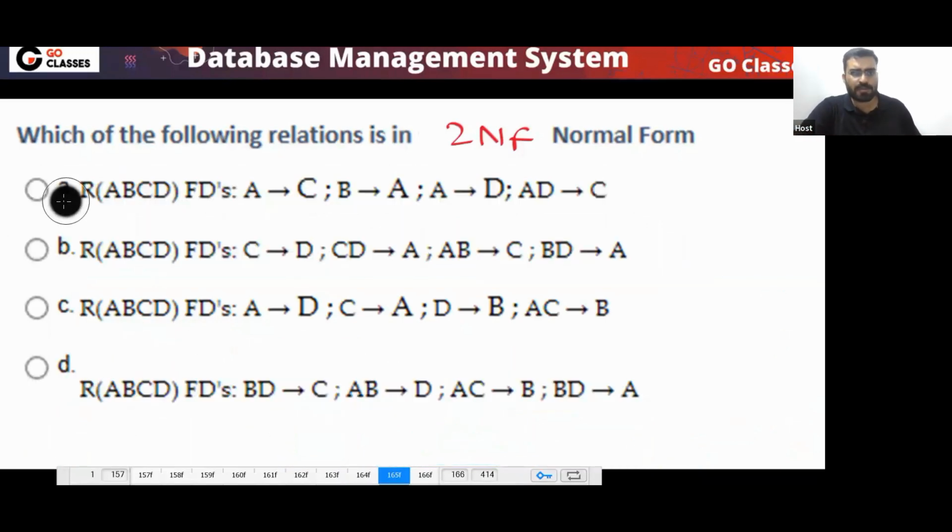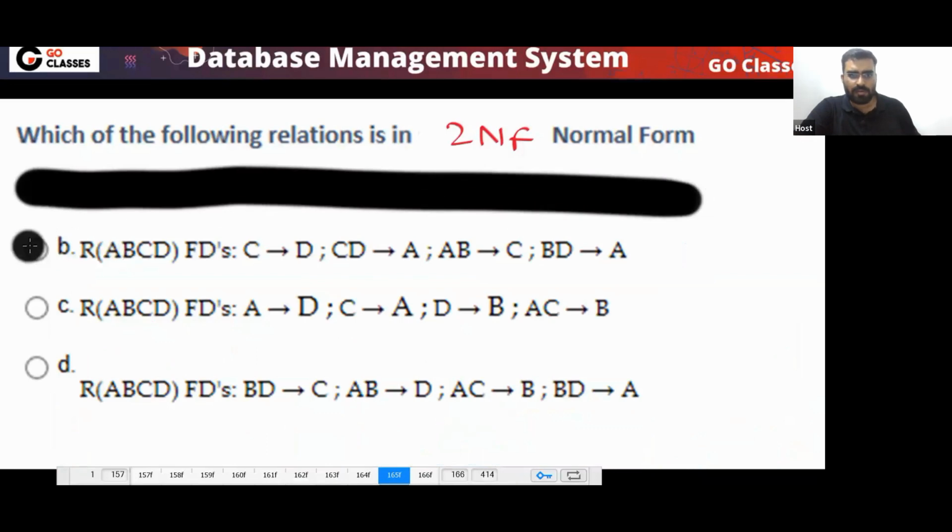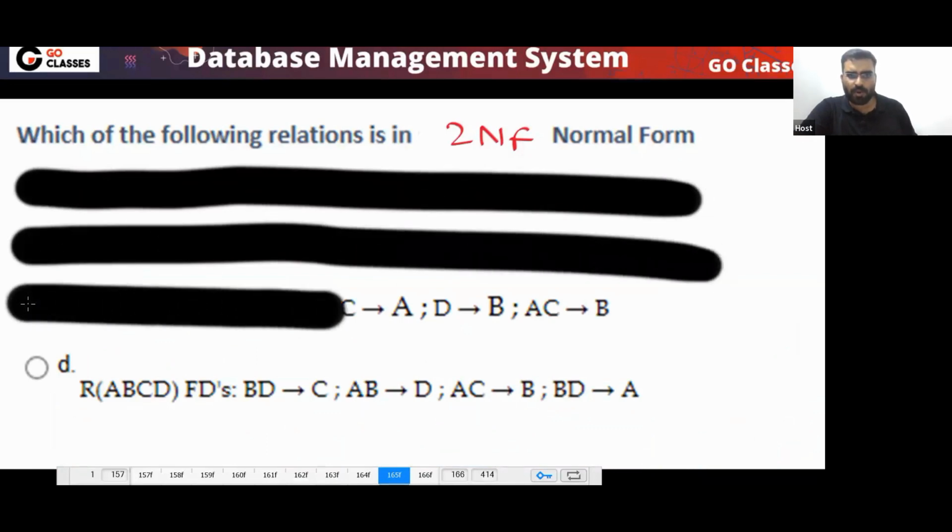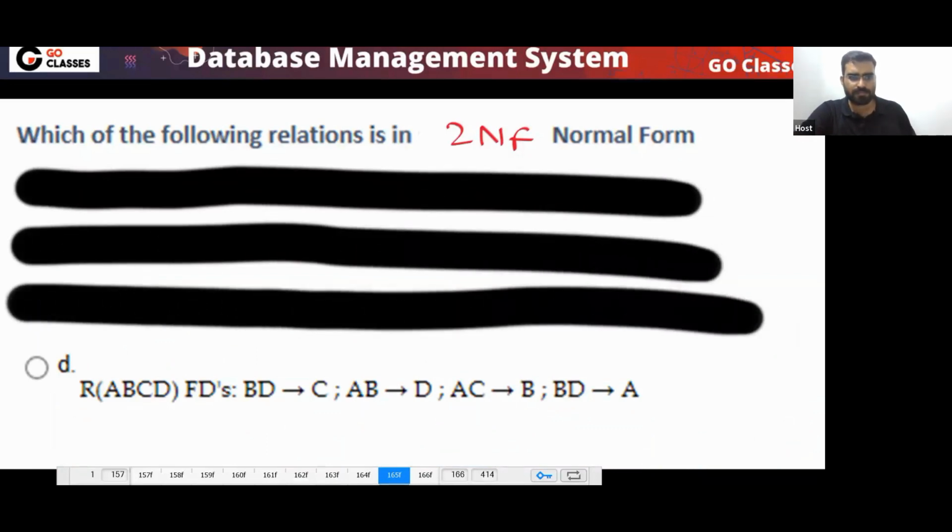Let's see the next option, number 4. Tell me about option number 4. Here you can notice A, B, C, D. Find what the candidate keys are. A single attribute candidate key is not there. Just check AB plus. AB plus will be ABD.